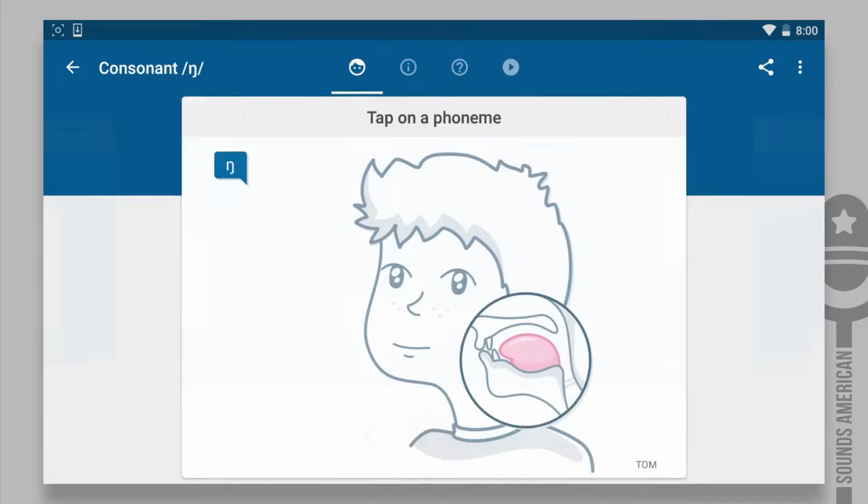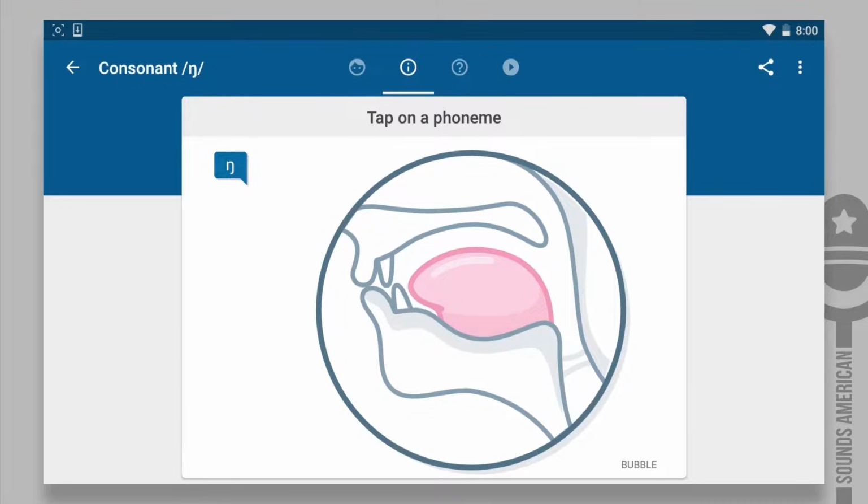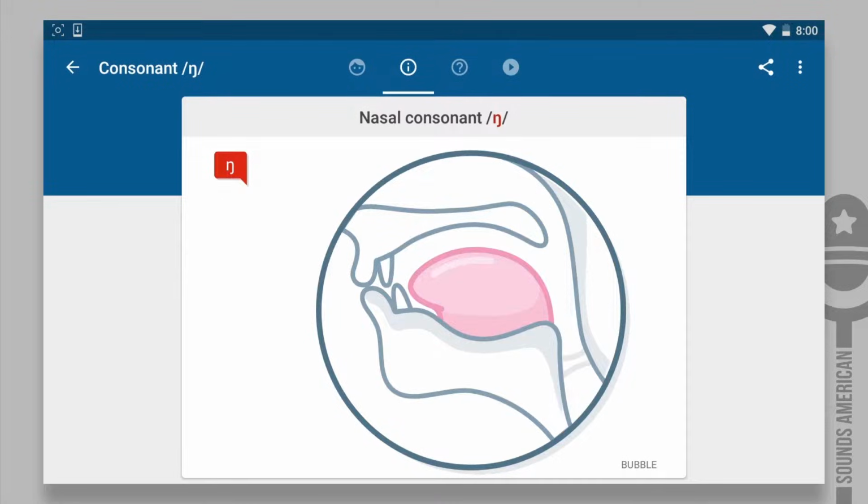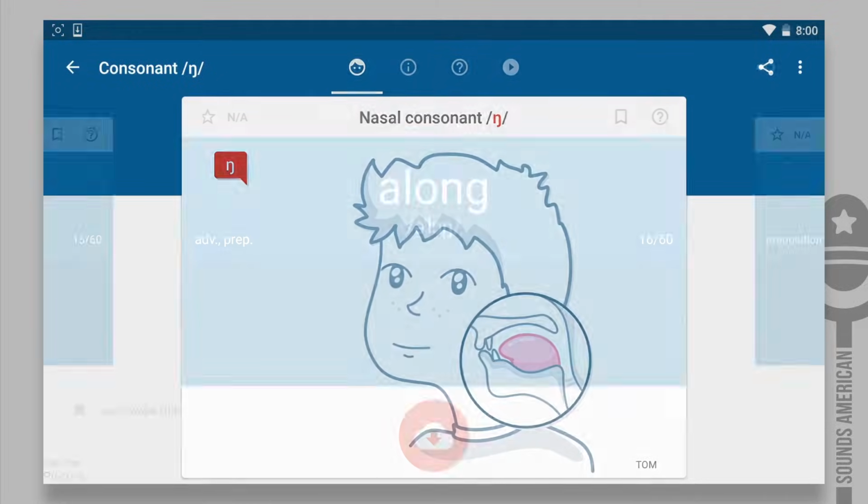Let's pause here for a second and check on how you are making the sound. The back of your tongue should be pulled toward your throat and the air should be directed into your nose. Let's continue practicing.